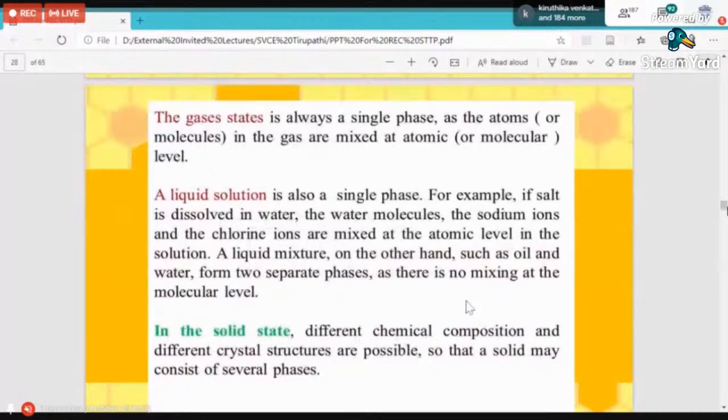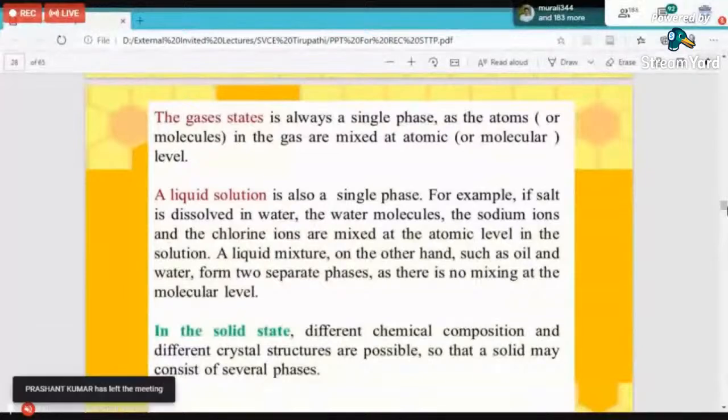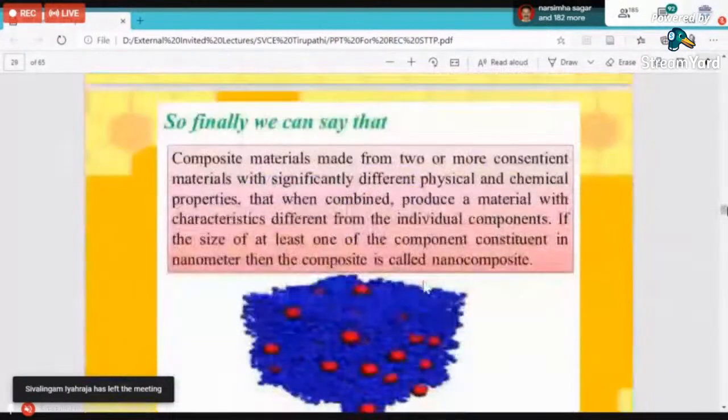Now these are different states or phases in which the nanocomposites can be infused. Solid phase also you can infuse, you can use liquid solution, you can mix the gaseous state and condense it, and you can make it a nanocomposite. So different processes.